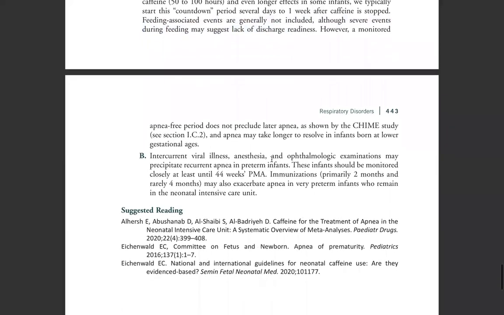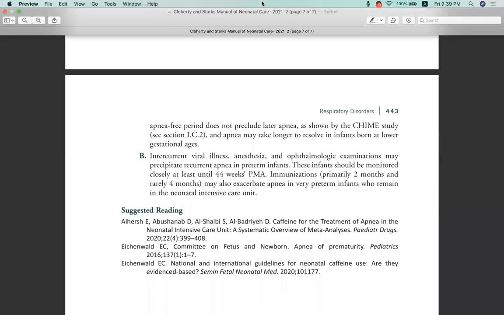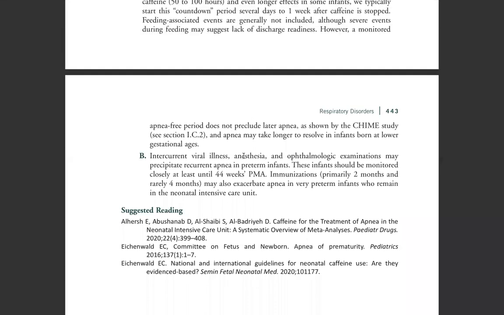And if the baby has apnea of prematurity, any intercurrent viral illness, for example RSV, if you read RSV in Nelson, it is known to cause apnea. RSV infection per se can cause apnea, and use of anesthesia, ophthalmologic ROP treatment, or vaccinations may all precipitate apnea.